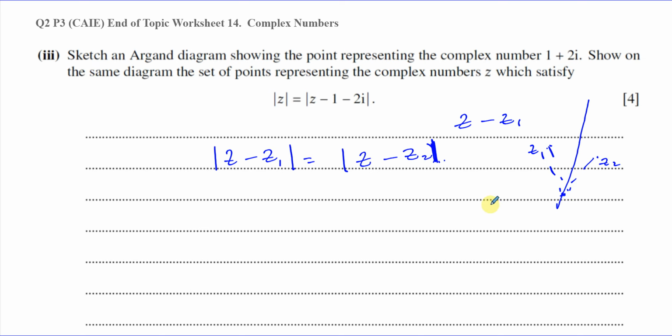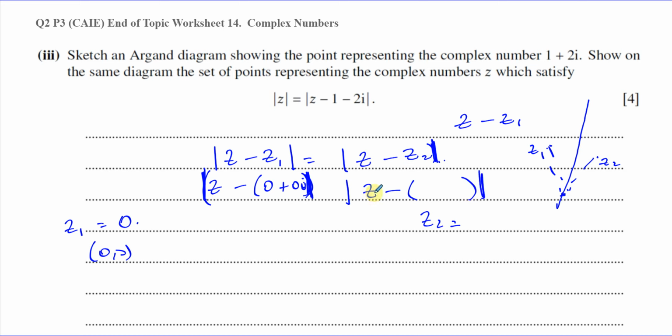So if we think about what z1 is, in this case z1 is going to be 0, 0. If you do z minus, you say 0 plus 0i. So z1 is going to be 0, so that's the point 0, 0. And z2, what we have to do is rewrite this in the form of modulus of z minus, now what we have to put in this bracket is such that when I expand this I get this, so I have to have a 1 here, so it becomes minus 1. I have to have a plus 2i here, so it becomes plus 2i. So z2 is equal to 1 plus 2i, which is the point that we have to plot here.